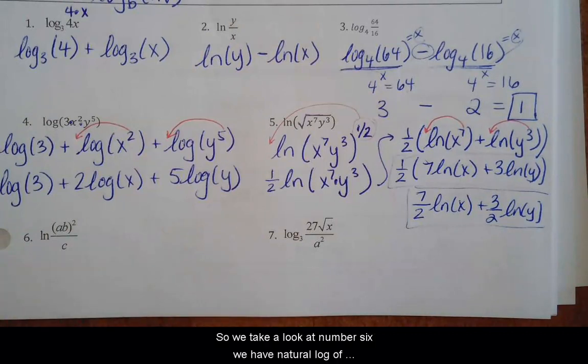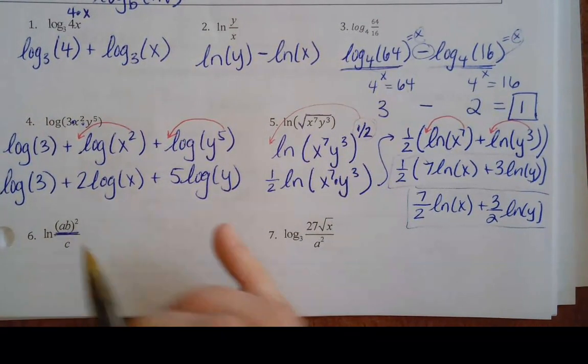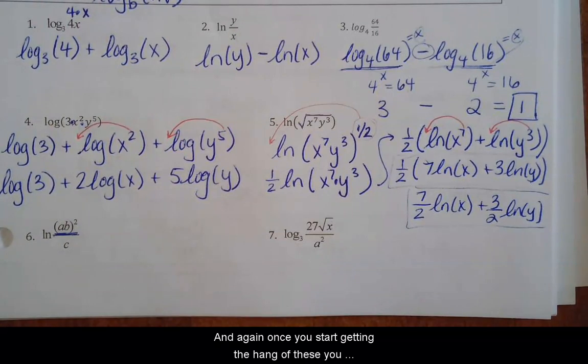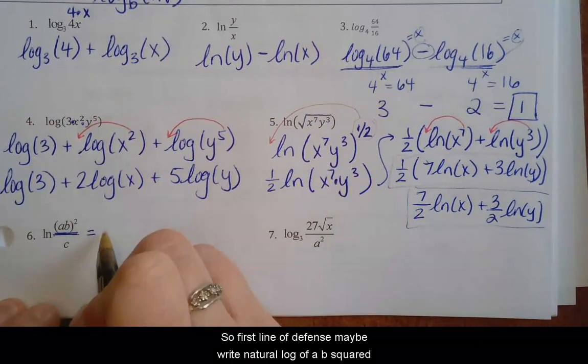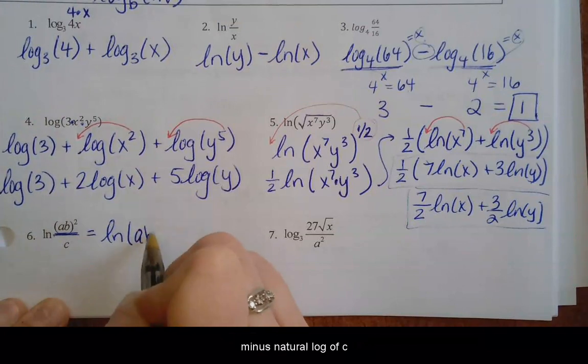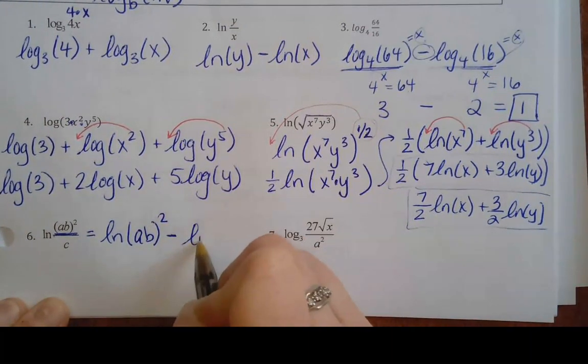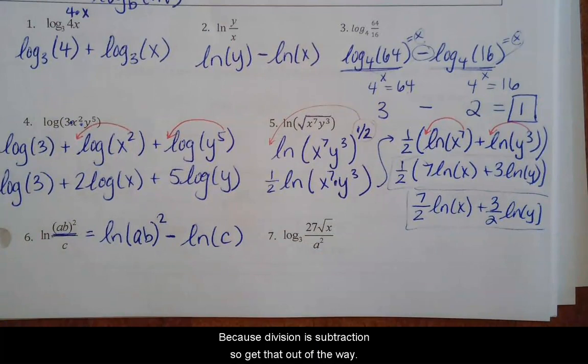So if we take a look at number 6, we have natural log of a times b, both of those things being squared, divided by just c. So maybe my first rewrite would be to deal with this division. And again, once you start getting the hang of these, you can start skipping some of these steps. I'm showing you every single step, but if you get the hang of it, you do not have to show every single step. So first line of defense, maybe I would write natural log of (AB) squared minus natural log of C, because division is subtraction. So get that out of the way.